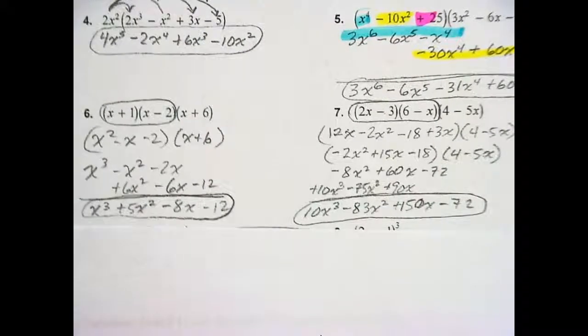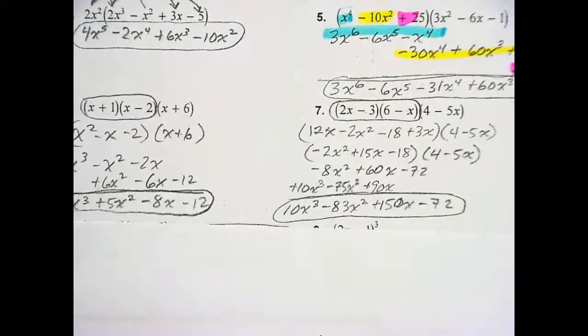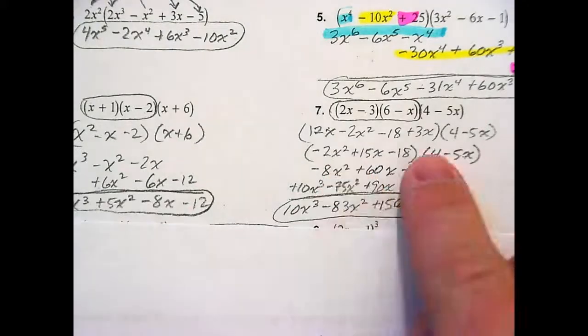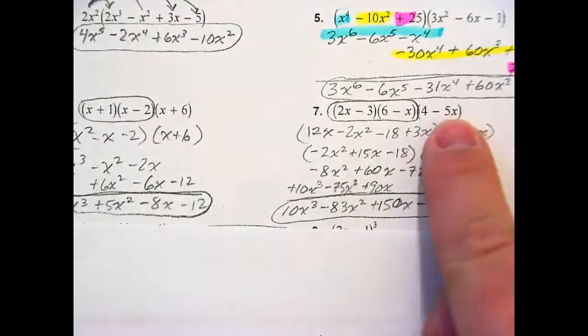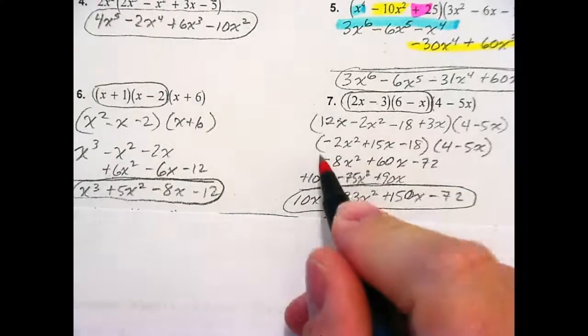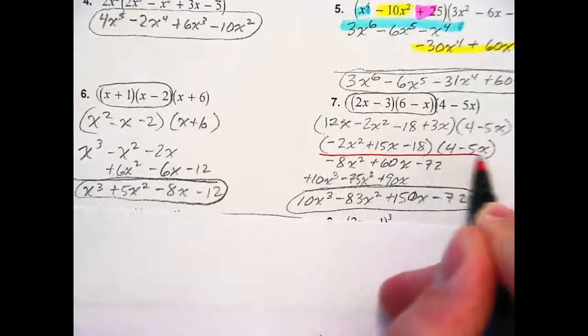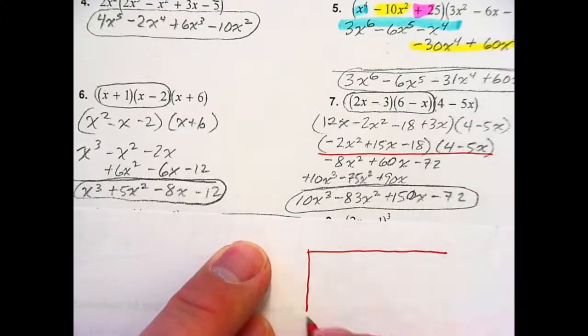The same thing on number 7. I multiplied binomial by binomial, those first two, and then multiplied each one of those in that trinomial by the back binomial. Now remember, if it's helpful to you, if it gets really complex when you get to this point right here, then just use the area model method.